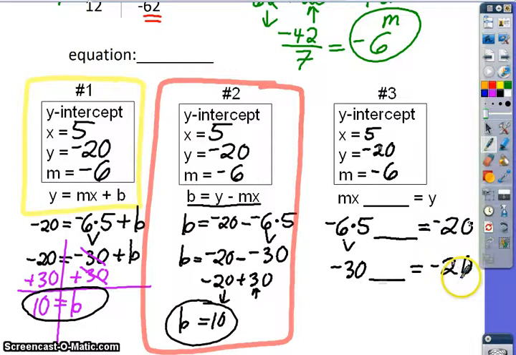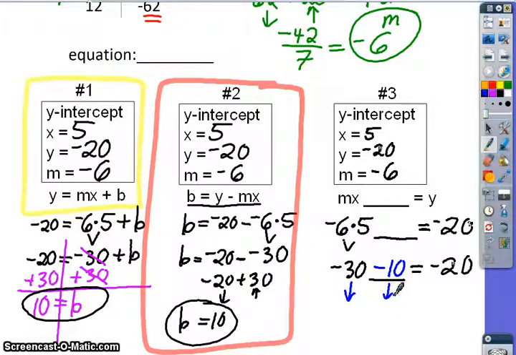Minus 5? Minus 10? All right, let's try it. Is negative 30 minus 10 negative 20? Yes. Let's see here. Go down 30.